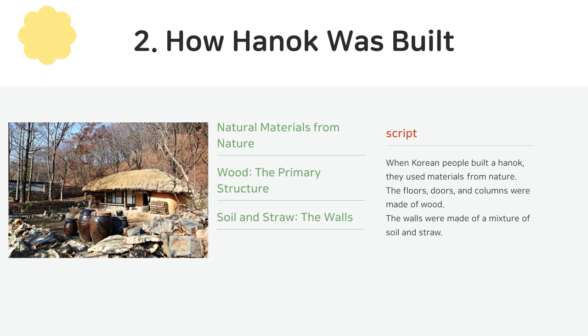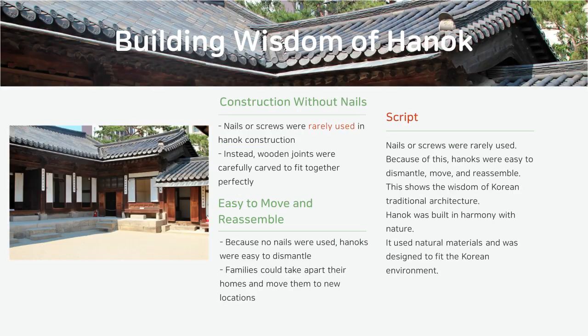I will talk about how hanok was built. When Korean people built a hanok, they used materials from nature. The floors, doors, and columns were made of wood. The walls were made of a mixture of soil and straw. Nails or screws were rarely used.